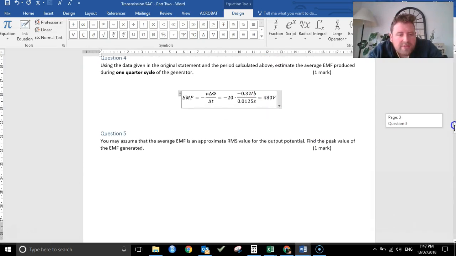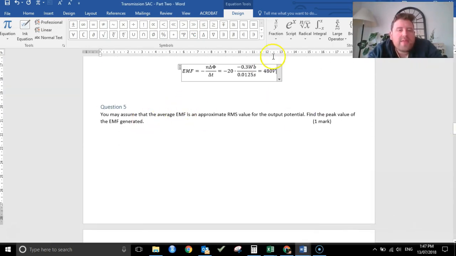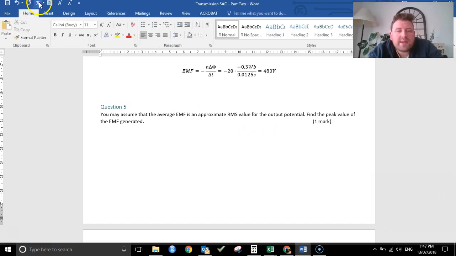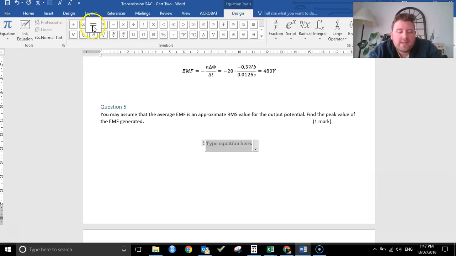Okay, so question 5, it says you can assume that average EMF we just calculated is pretty close to the RMS value, and then it's asking us to find the peak value. So we're just going to use the relationship between peak and RMS. So V peak equals square root of 2 times V RMS.